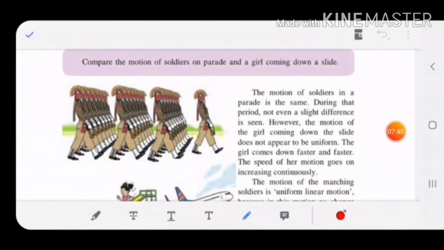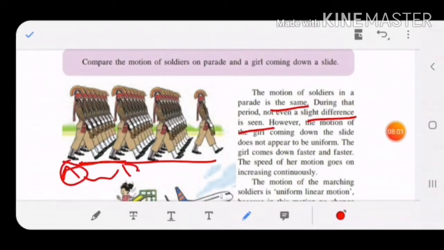See children, these are the soldiers doing the parade. The motion of soldiers in a parade is the same. During that period, not even a slight difference is seen. Children, see, these soldiers who are doing the parade will cover the same distance in the same time. Suppose from point A to point B they require 1 minute. Then from B to C also they will require 1 minute only. So the time required to change the place will be the same.